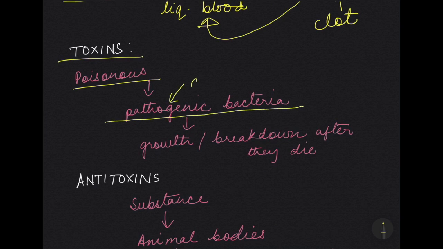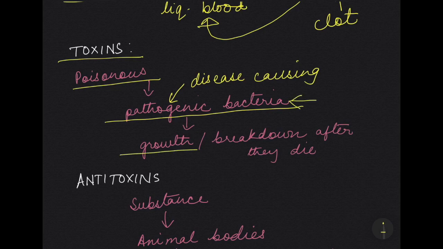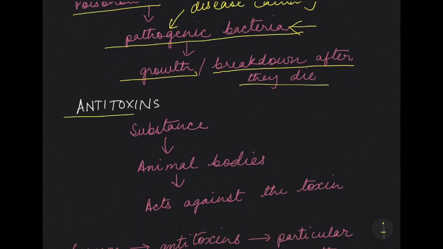Pathogenic means disease causing. Okay, disease causing bacteria are known as pathogenic bacteria. Okay, and so toxins are poisonous proteins which is released by pathogenic bacteria when they are growing or upon their breakdown after they die. When they die, they break down and they release toxins, that is the poisonous proteins. Okay, and then moving on to antitoxins. Now, antitoxin, anti means against, so antitoxin means acting against the toxin. Okay, so these are substances which is produced where?